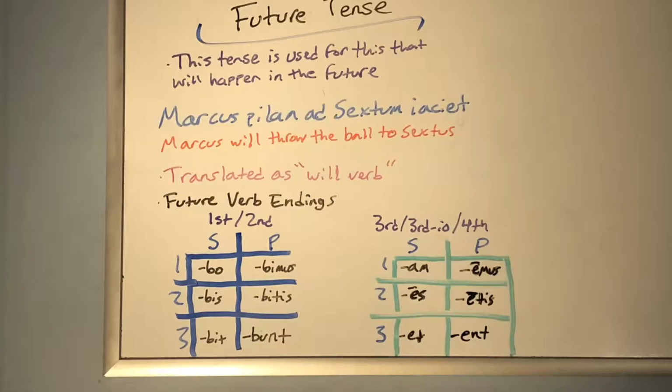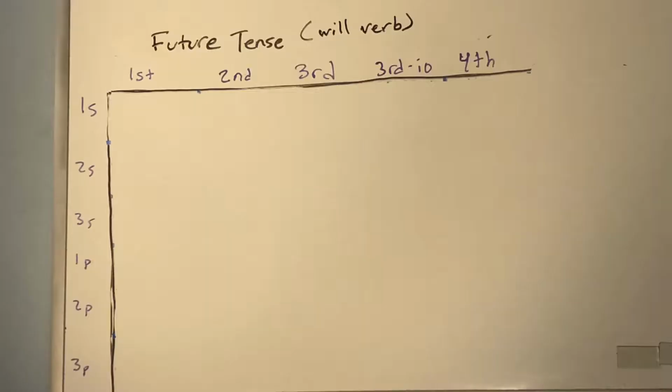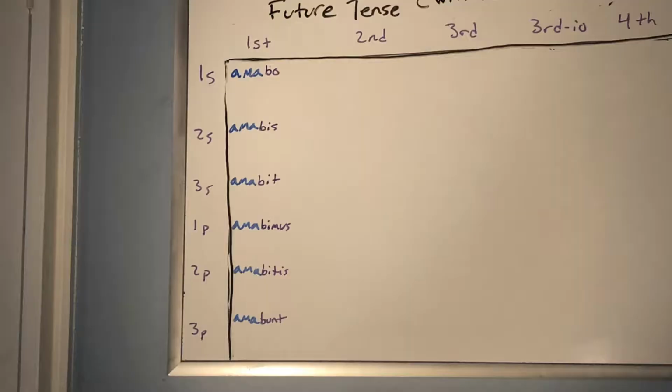So for third, IO, and fourth, these are am, es, et, emus, etis, ent. Our first singular is am, second singular is es, third singular is et, first plural is emus, second plural is etis, third plural is ent. So now that we have those endings out of the way, let's get our chart. Let's see how they look on the verbs themselves.